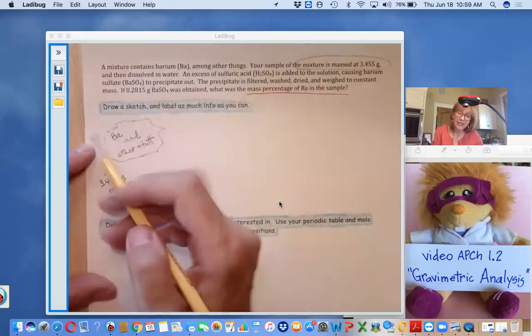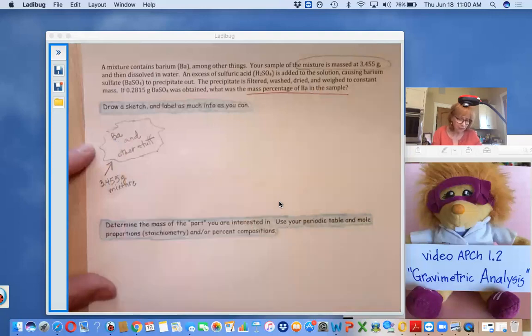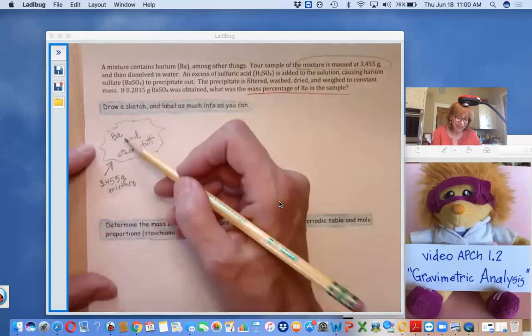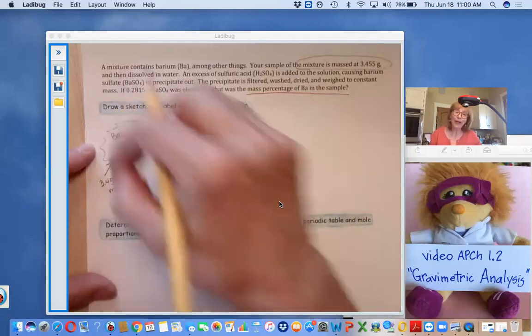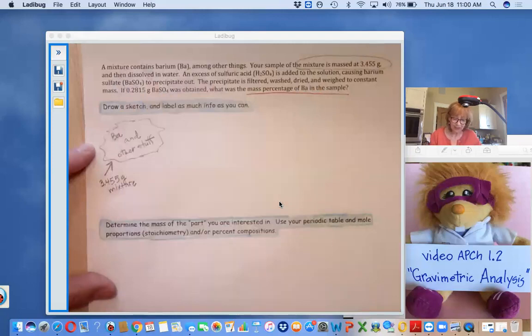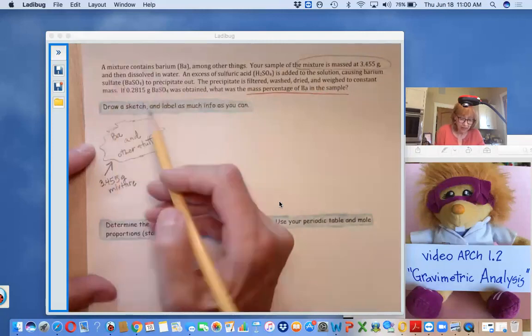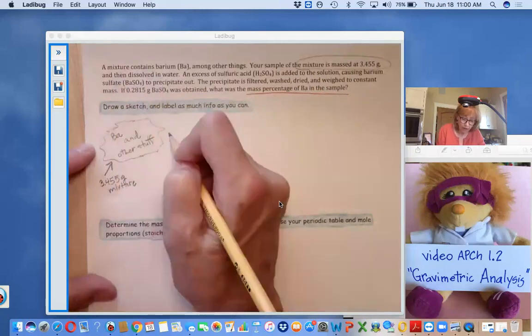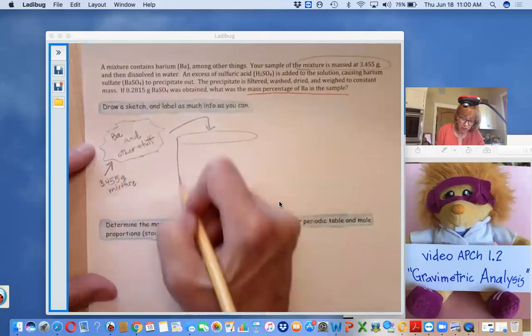And I somehow need to get this barium part pulled out. When I look at this mixture, there's no way that I can physically take my tweezers and pull out the barium part. So I need some chemistry to do that. Notice the problem says that we're going to dissolve this entire sample in water. So the next part of my sketch is going to show a beaker of water.